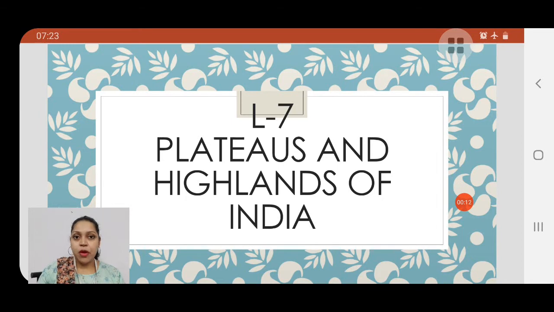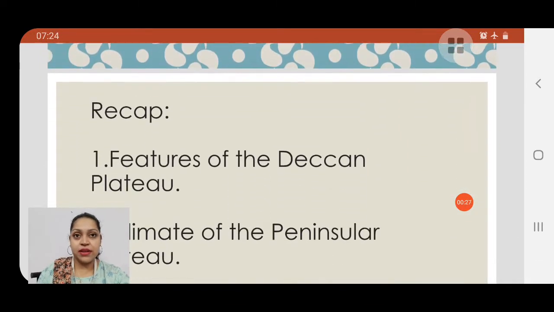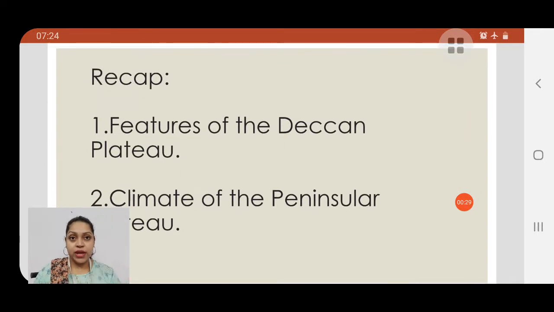Okay, you remember what we were doing? We were doing lesson number 7, that is Plateaus and Highlands of India. Okay, and children, what did we do in our last class? Let's do a recap. In our last class we did, number 1, the features of the Deccan Plateau and number 2, the climate of the Peninsular Plateau. So let's see what are the features of the Deccan Plateau which we did.